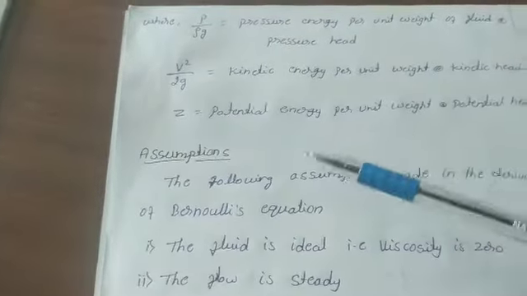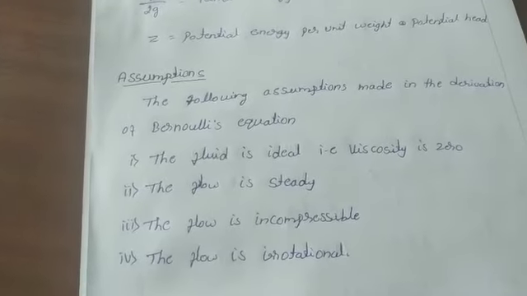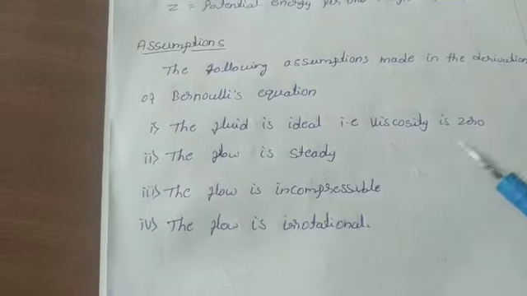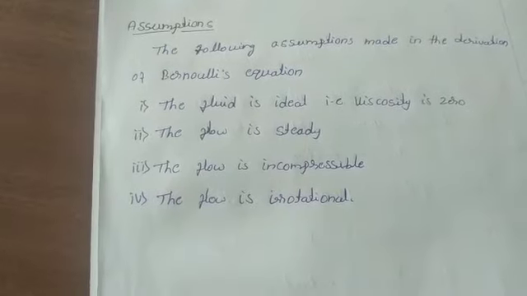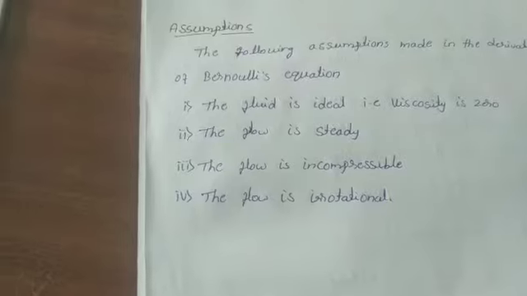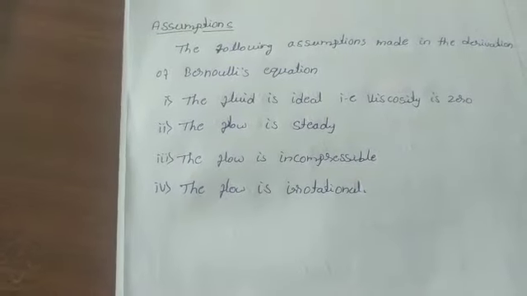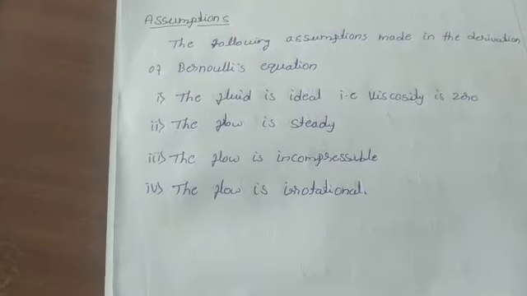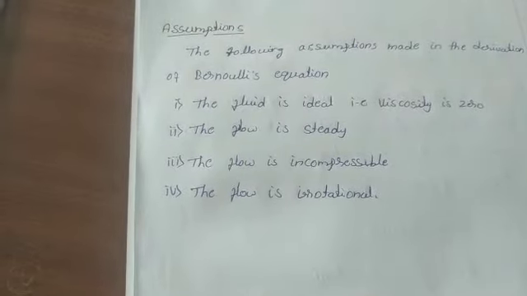Then what are the assumptions we have made? I already derived the equation. So what are the assumptions made during the derivation of Bernoulli's equation? The fluid is ideal, that is viscosity is 0, and the flow is steady. Steady means the change in velocity with respect to time is 0. The flow is incompressible, which means the density rho remains constant, and the flow is irrotational. These are the assumptions for Bernoulli's equation.